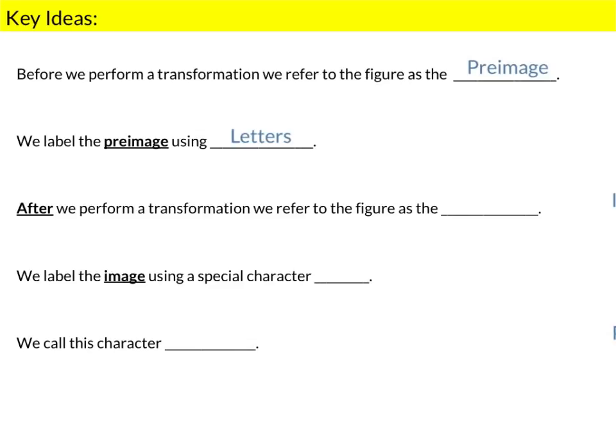After we perform the transformation, we refer to the figure as just the image. So the pre-image is before the transformation. After we perform the transformation, we refer to it as the image. And we label this image using a special character that looks like an apostrophe. And we call this character prime. So we would say A prime, B prime, C prime. And when we draw that out, it looks like this: A', B', C'. So after we perform a transformation and we have letters there, we're going to label them using our prime symbol.